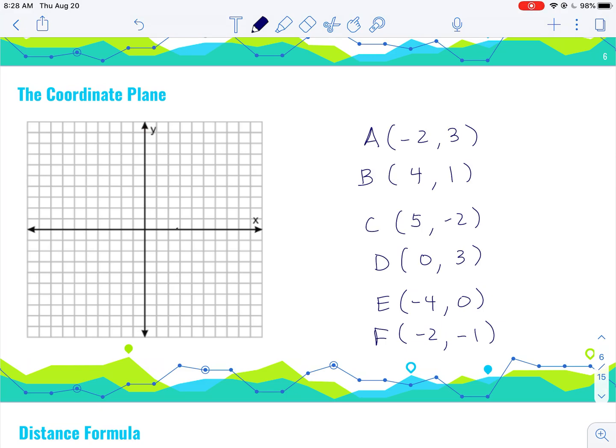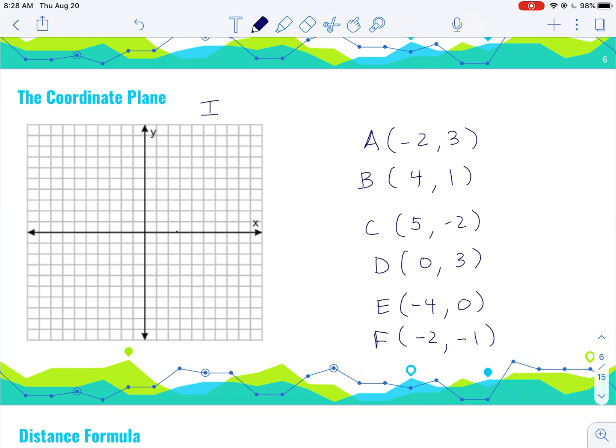The coordinate plane is made by the y-axis that runs vertically up and down and the x-axis that runs horizontally left and right. It's divided into 4 quadrants. You have the first quadrant, which is in the upper right-hand corner. You have the second quadrant, which is in the upper left-hand corner. And then you have the third quadrant, which is in the lower left-hand corner. And the fourth quadrant, which is in the lower right-hand corner.